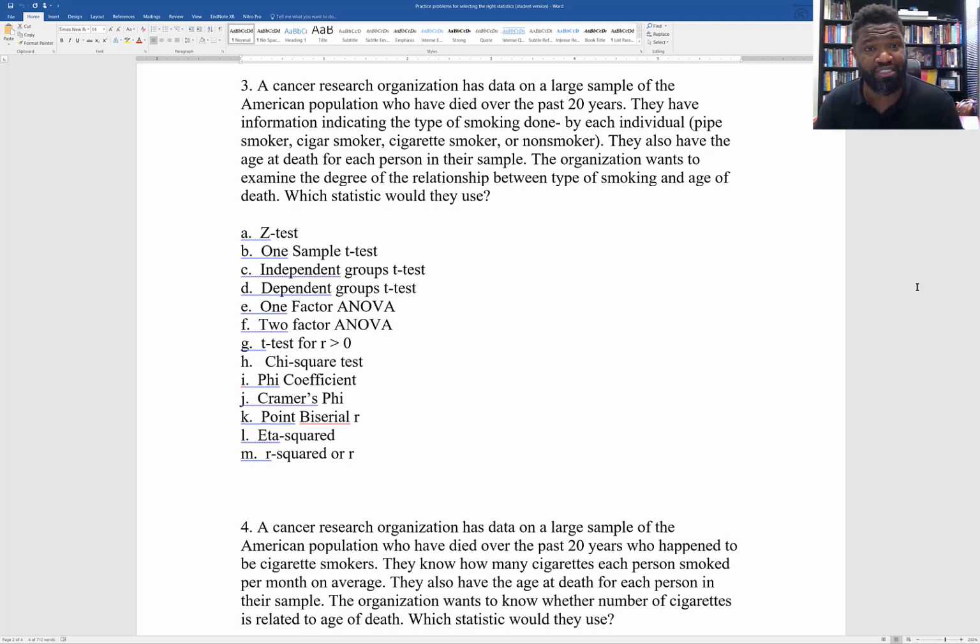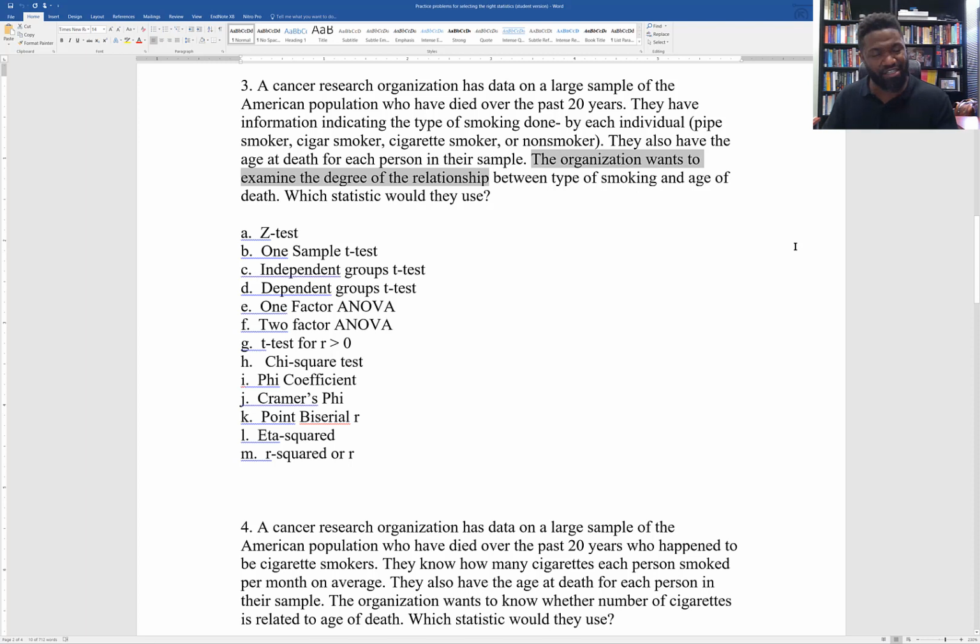And what they want to know is they want to examine the degree of the relationship between type of smoking and the age of death. What statistic would they use? Okay, well, first, figure out what I'm asking you for. The key phrase that you should have zeroed in on here is the organization wants to know the degree of the relationship.